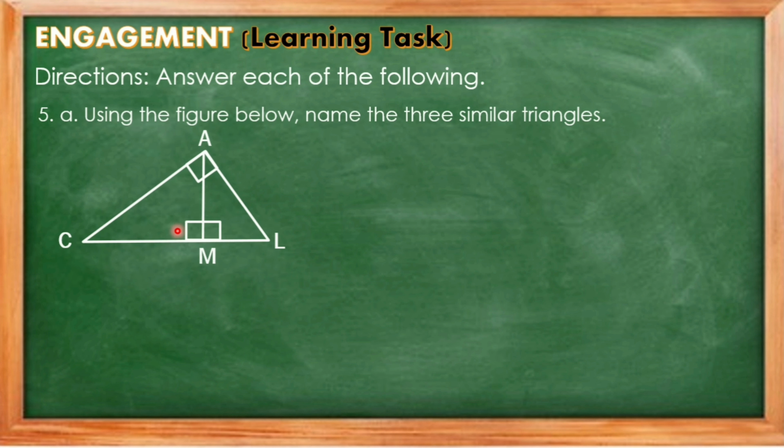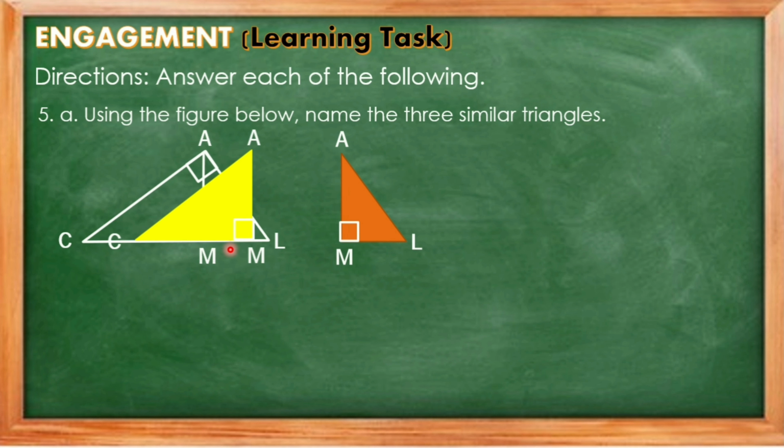Using the figure below, name the three similar triangles. So, unahin na natin dun sa pinakamaliit na triangle. So, pinakamaliit, ito yon. So, hiwalay lang natin para mas maintindihan ninyo. Okay? So, triangle AML. And then, another triangle. Ito naman yung medium size. So, this one. And triangle CMA.